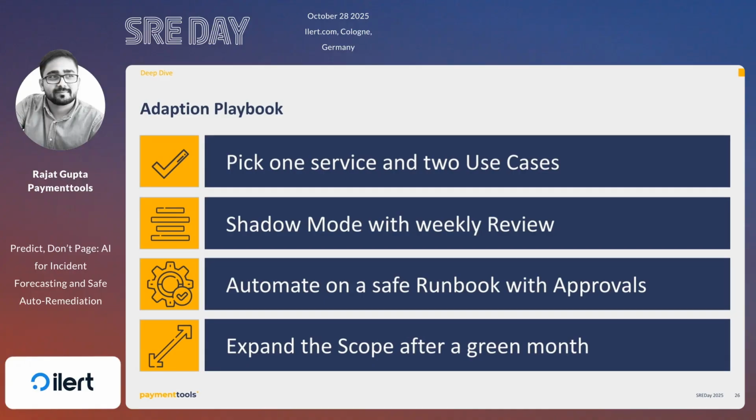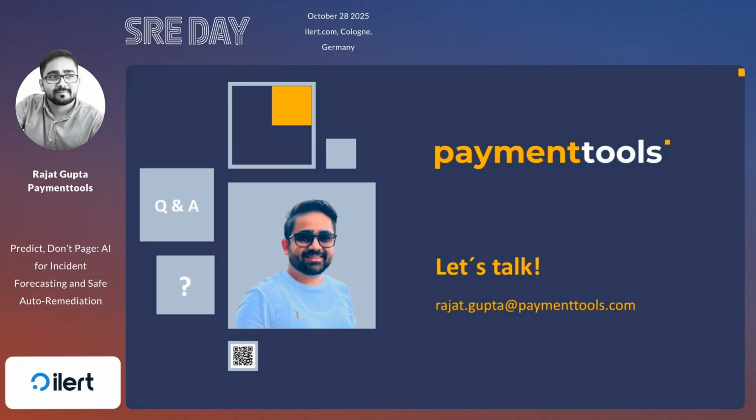So teams sit together and see what has happened. Is it correct or is it not? And we automate it with a safe runbook with approvals. And once it is working fine, after a month, we start with one more service or add more use cases. So we expand this automation framework, and we can prevent incidents much before they happen. And that's pretty much it.